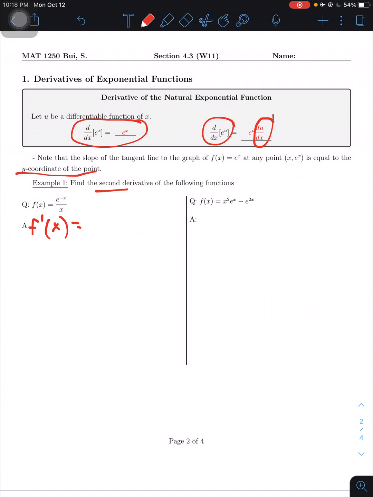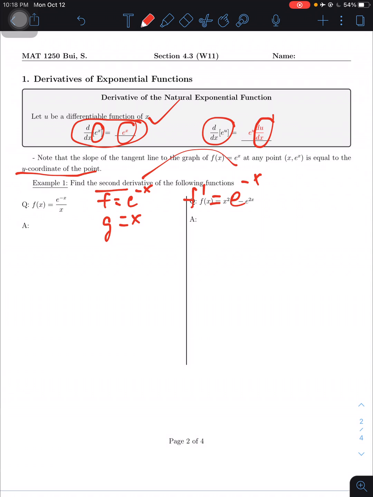Well, I know for a fact that this one is a quotient, so I'm going to apply the quotient rule in here, okay? So I have my f equals e to the negative x, and then my g equals x. Then I'm going to get f prime equals, well, first of all, the derivative of e is itself, so I'm going to write itself, right? Just because of this formula: the derivative of e to something is the same thing as it is. So this one, copy and paste.